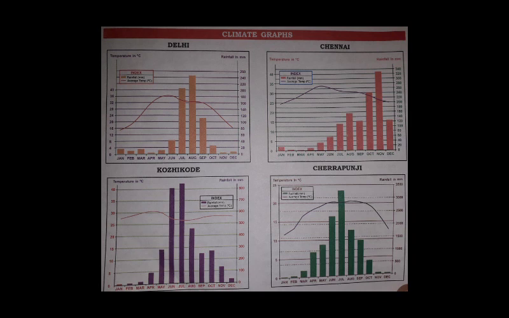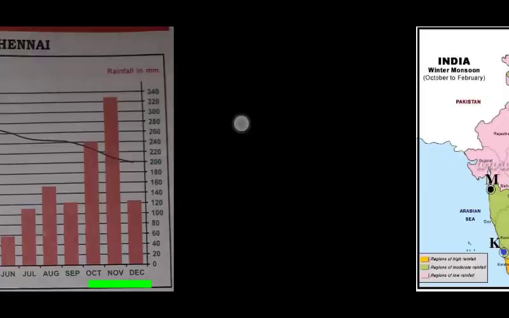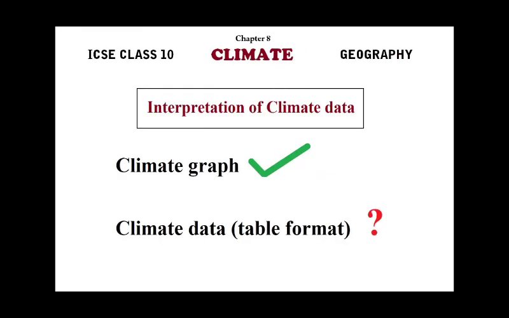Right? So in case of Cherrapunji as well as Delhi, during winter season temperatures go down. But in Kozhikode, which is located in Kerala, that is in the southern part of the country, as well as for Chennai, the temperature remains high or it never goes below 25 degrees Celsius. Right. Now I think you will be able to interpret the climate graph in a better manner, right?